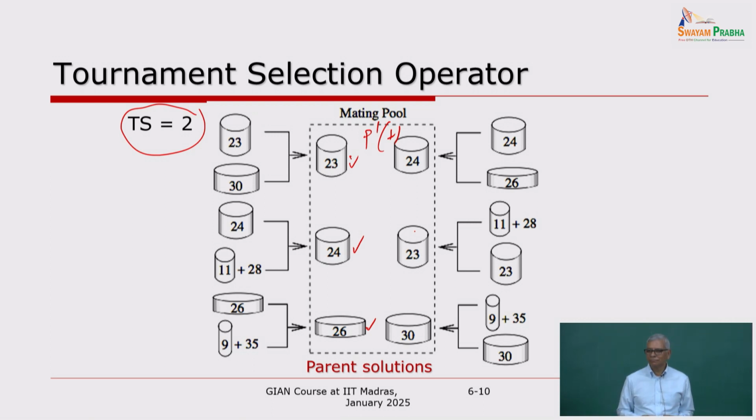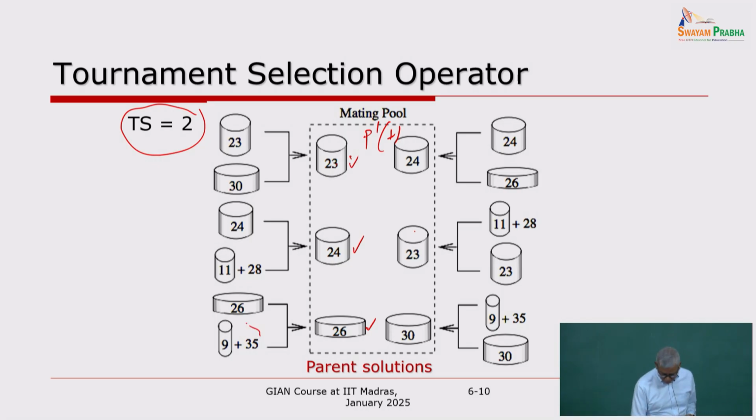Anyone? Why? 2 times we are doing this. Both times 23 is going to win, because no matter with what you compare 23 with, it's going to win because it's the best. Correct? Everyone agrees? So 23, I have a deterministic event. It will always have 2 copies in the mating pool.